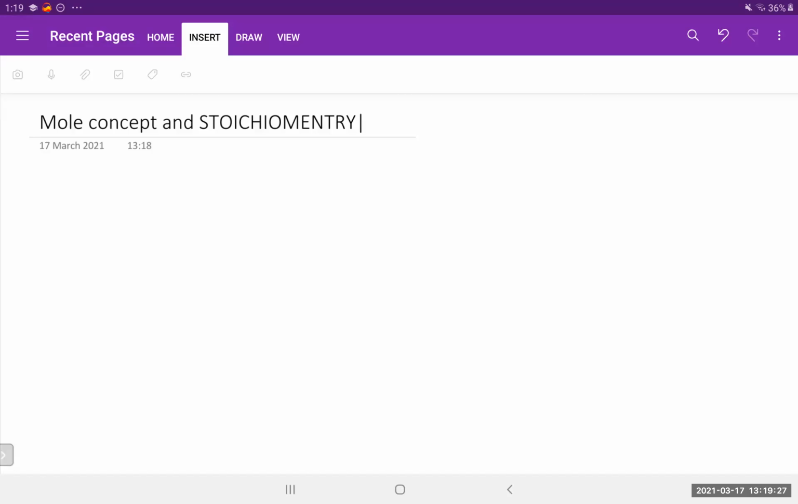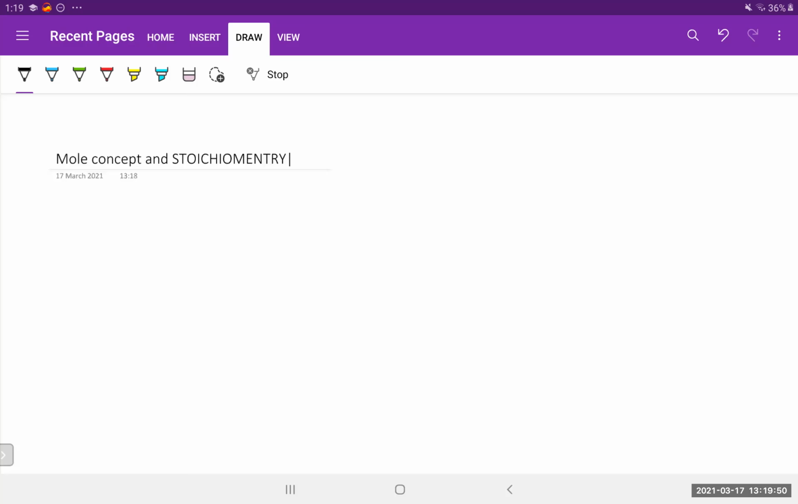Today we are starting with a new chapter, that is mole concept and stoichiometry. As we all know, for ICSE 2021, we have to do only a small chunk of this chapter because a large amount of this chapter has been removed. So we'll just stick to the syllabus of ICSE 2021. Let's begin with the chapter. As a major portion has been removed, it's very probable to come in the examinations.